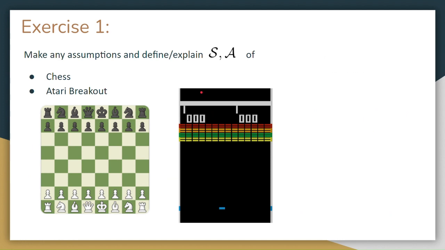In your homework, I'm going to send you the homework properly, maybe before lecture 2. You have to try to define and explain the state space and action space of these two games. I will write a formal definition of this problem.